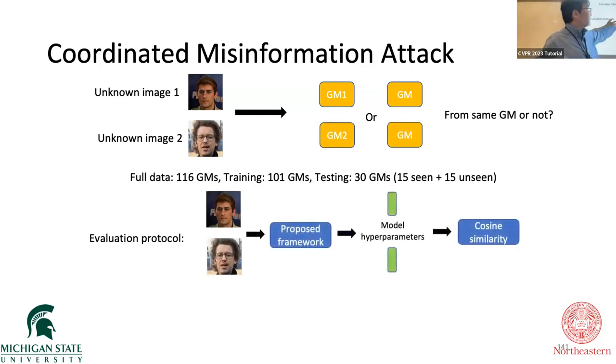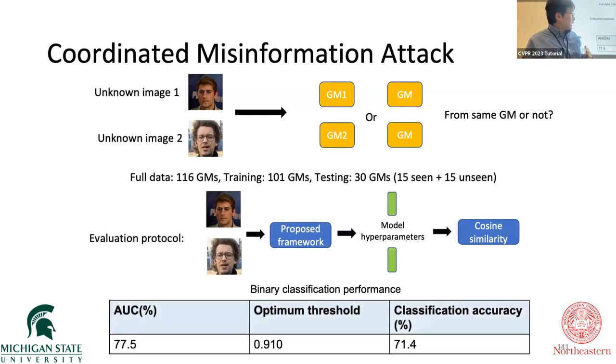We go ahead and estimate the model hyperparameters. So this is a 10 plus 15, 25 dimensional parameter. And then we compute the cosine similarities, okay? And eventually you can see that we achieve a classification accuracy of 71%. So it's not totally flipping a coin. It's not a random guess. So there's still some information you can utilize to do this coordinated misinformation attack, okay?